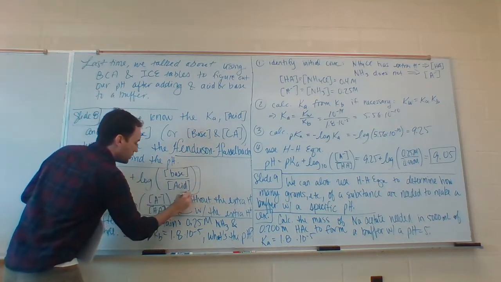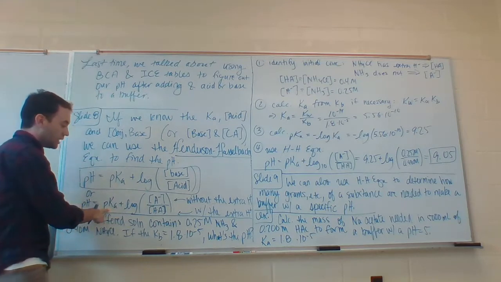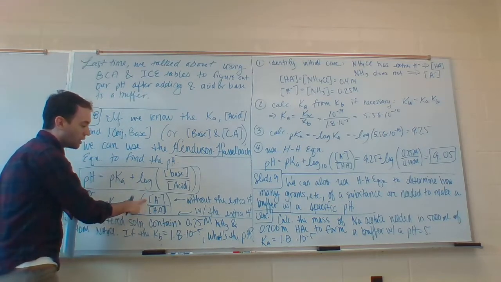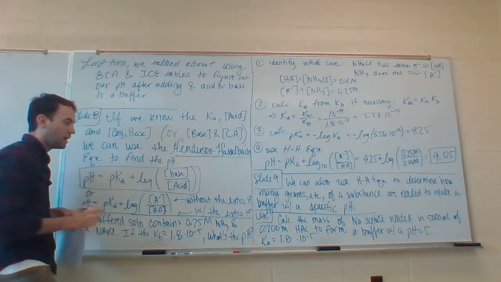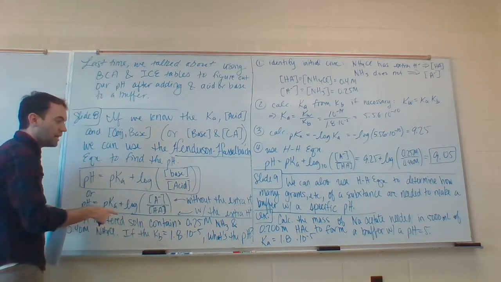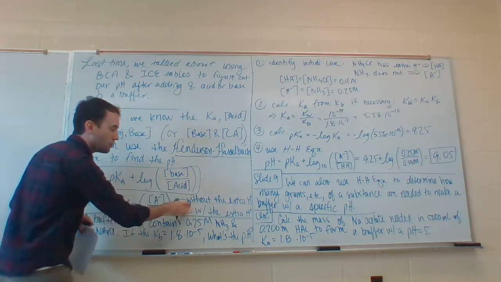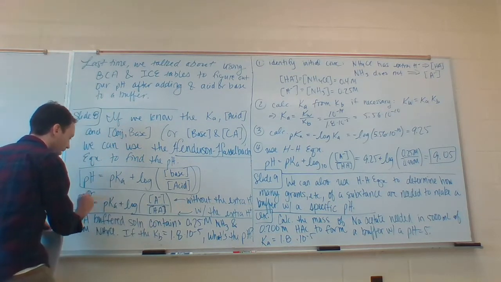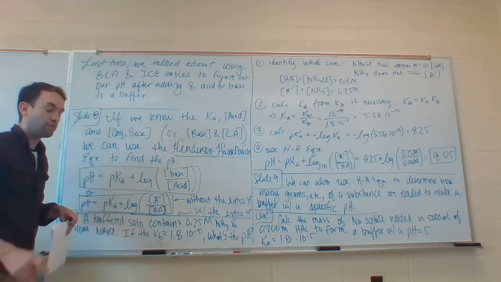A lot of times people often write it as pH is equal to pKa plus the log of the concentration of A minus, which is kind of like your base, right? The one without the extra proton. And that's going to be over your concentration of HA, which is the one with the extra proton. Okay? A lot of people write it that way. Either way is fine for me.